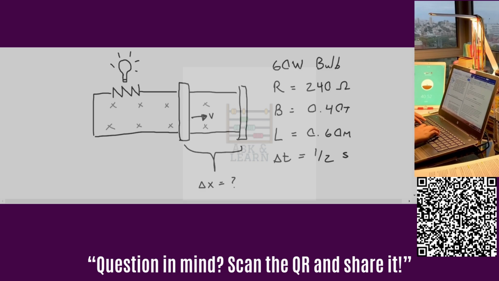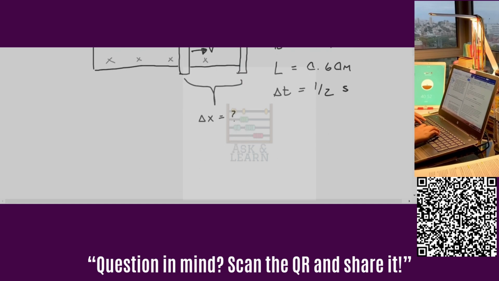So what we might want to determine first is, how fast are we going to have to be sliding it in this half second in order to generate 60 watts for our 60-watt light bulb? If you recall, the power dissipation across a resistor is just going to be V squared over R, where in our case, our voltage is just the motional EMF we generate by moving the bar, so just E squared over R.